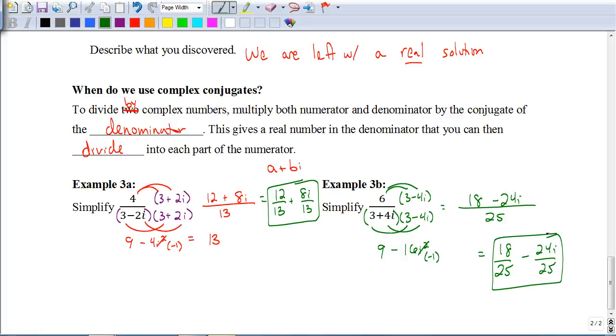So that's what you need to know with dividing by a complex number. We just need to remember we multiply the numerator and denominator by the conjugate of whatever our complex number is.